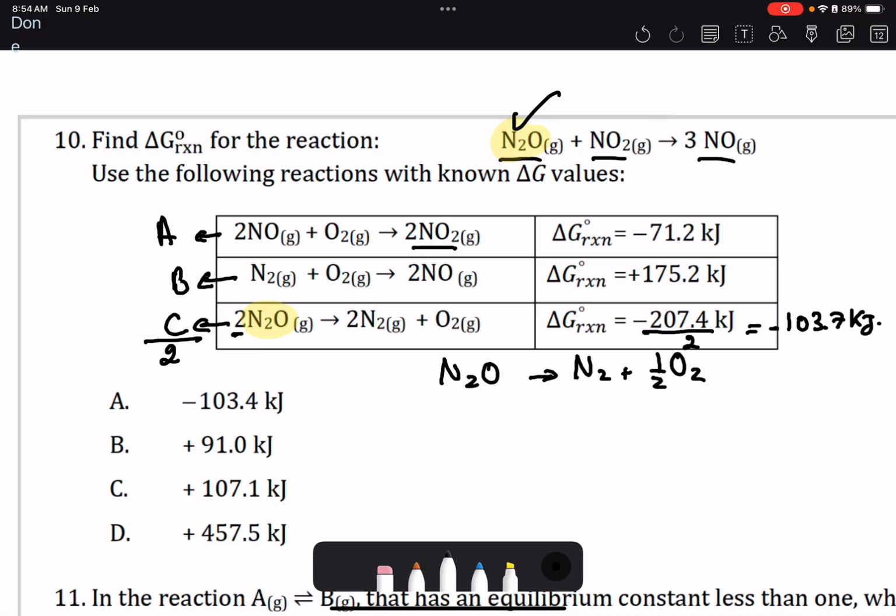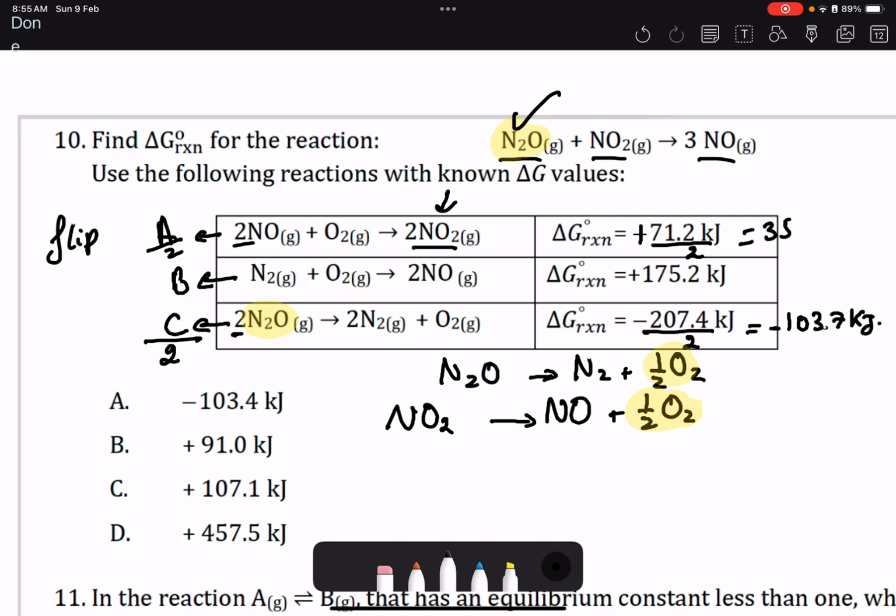I need to flip A and remove the 2, so we need to flip and divide by 2. I'm going to start writing here NO2, and divided by 2 will give me NO, plus half O2. As you can see, half O2 and half O2, in the last step, we're going to add them together. So when this is flipped and divided by 2, the sign is going to be positive and over 2. So the answer is positive 35.6 kilojoule. We're done with this.